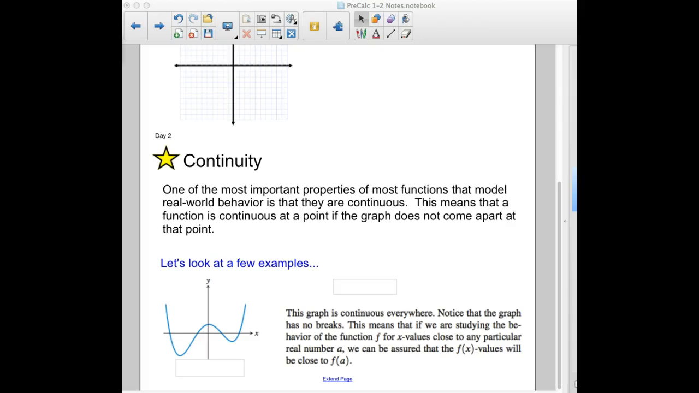All right, so we're starting notes for 1.2, day 2. Topics today are continuity. That's the big thing today, looking at different types of continuity. And then we're also going to look at where graphs increase, decrease, and are constant. I think both of these topics you've talked a little bit about in Algebra 2, but we're going to expand on those.